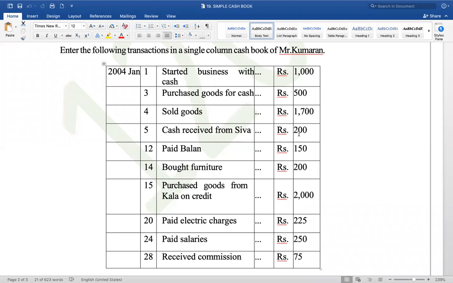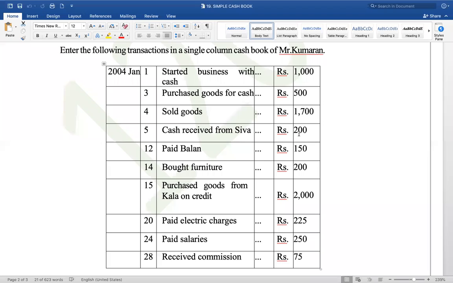When capital is introduced, when you start a business with cash, cash comes in. What is cash? Asset. Debit what comes in, right? So cash account is to be debited, cash account debit to capital account. That's a transaction we have written in journalizing and ledger posting also. So cash account is debited. Next, purchases of goods for cash, 500. Debit or credit?